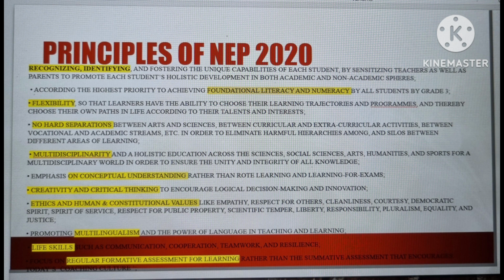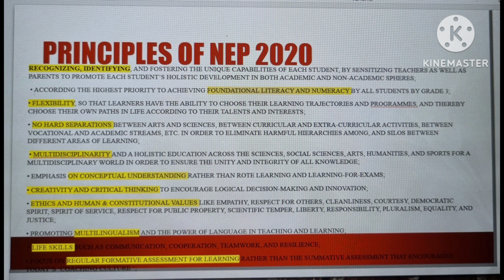As we all know, it has been marked, first of all, by fostering the unique capabilities of each student. That is, we need to identify individual differences. Then we have to focus upon foundational literacy and numeracy. Then there is flexibility, so that all learners have the ability to choose their learning paths and their subjects. Isn't that interesting, guys? They can choose any subject of their choice. So there is no hard separation between arts, science and commerce. So it is multidisciplinary and holistic education now.